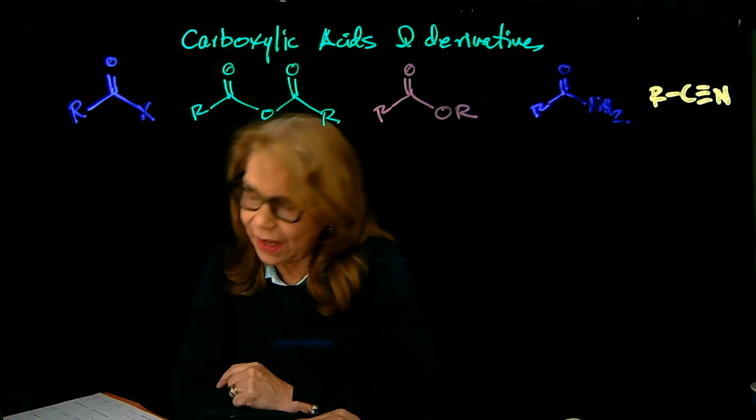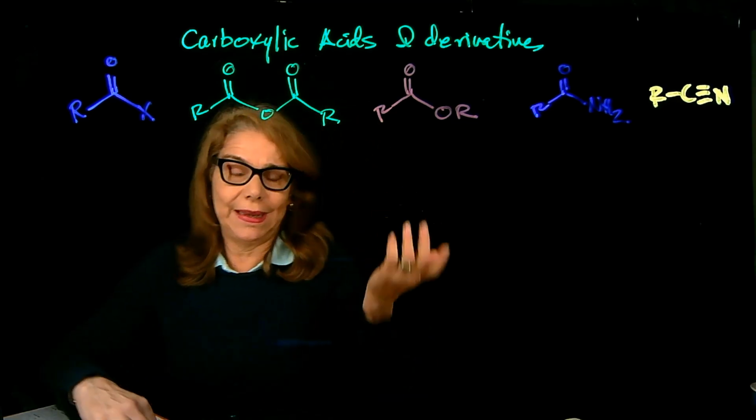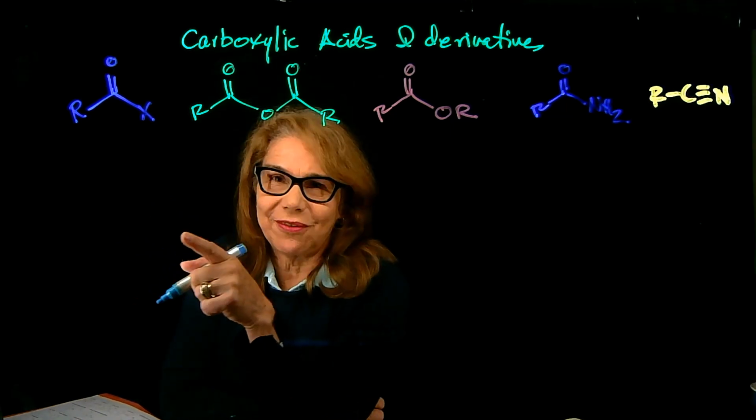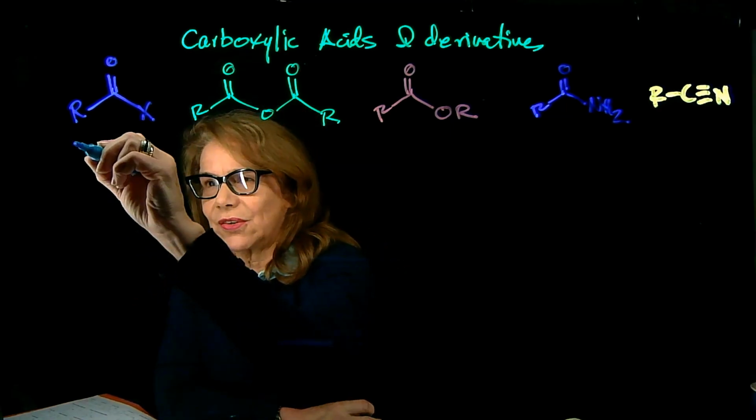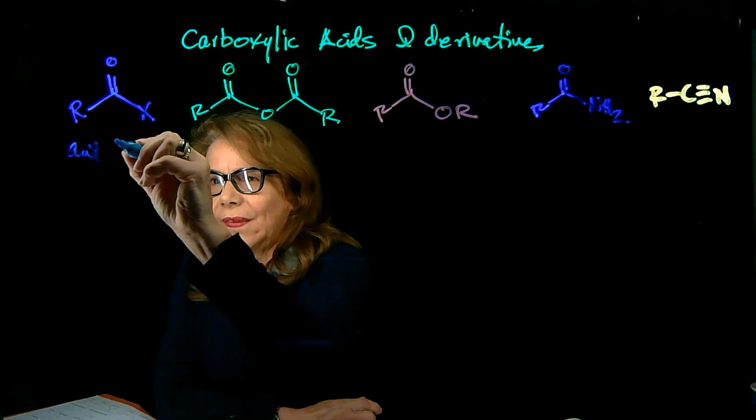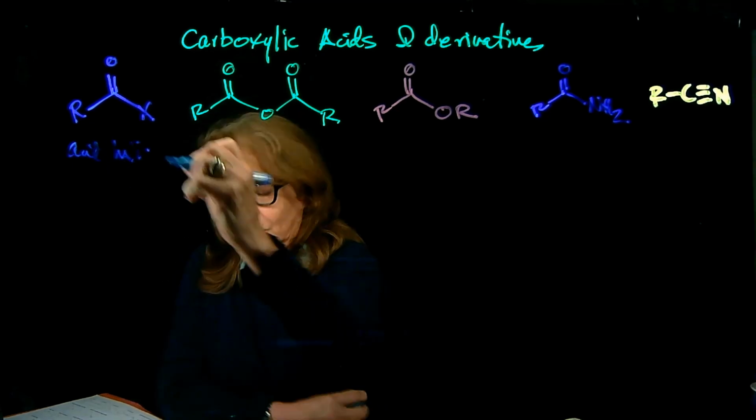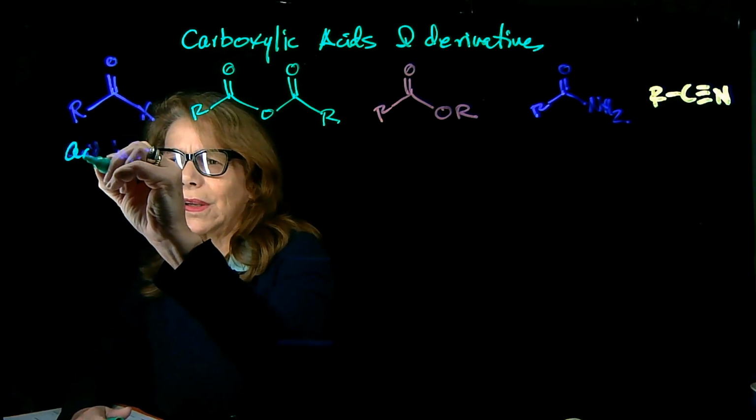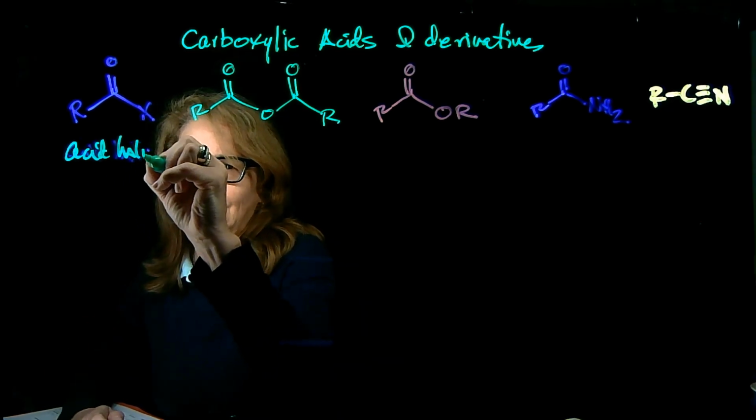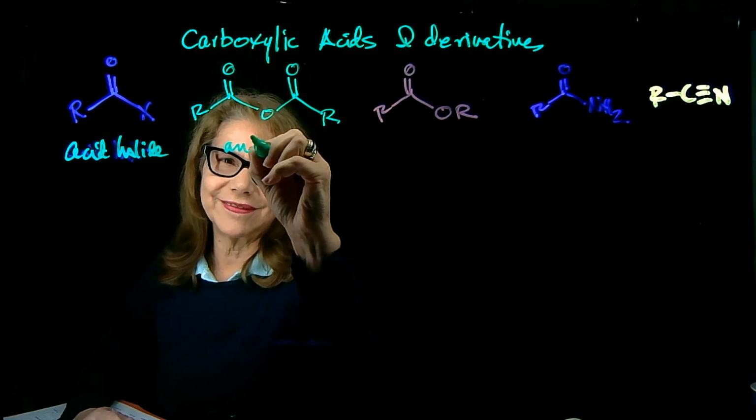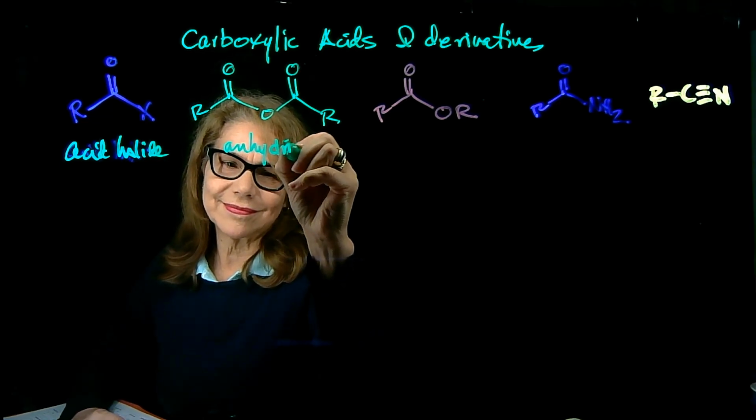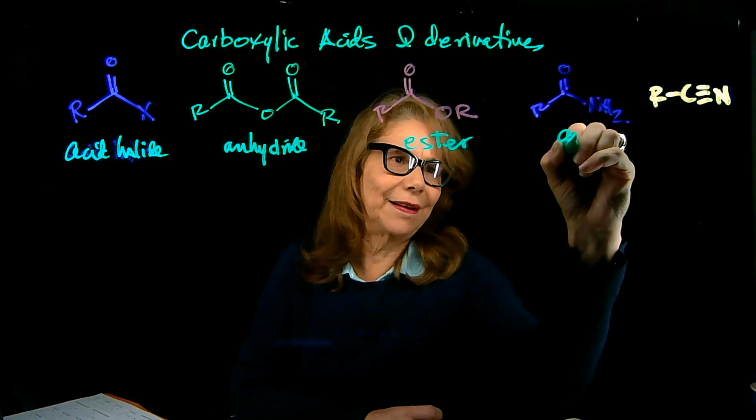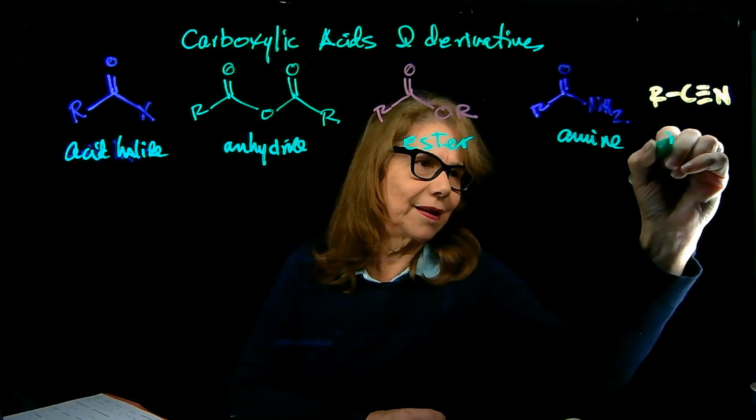So here we have the acid halides, and we're going to do some nomenclature right away. So this is an acid halide, so chloride, bromide, typically. Let me use another marker. This is an anhydride. This is an ester, and this is an amide, and that's a nitrile.